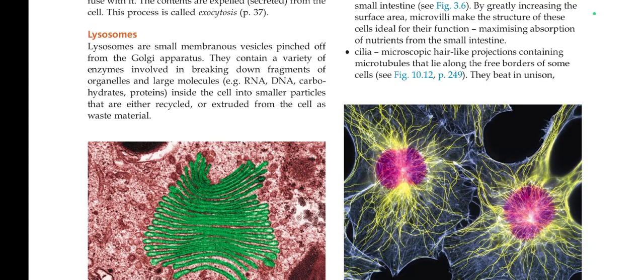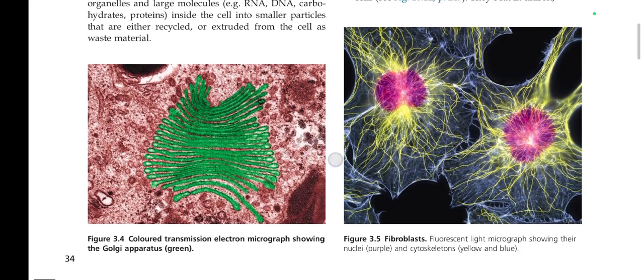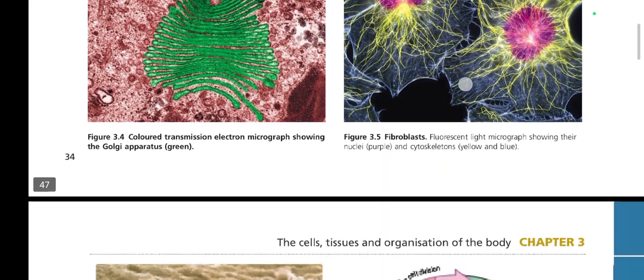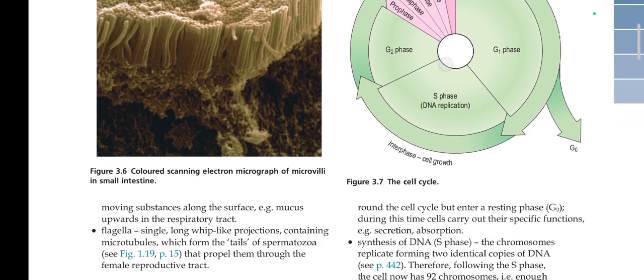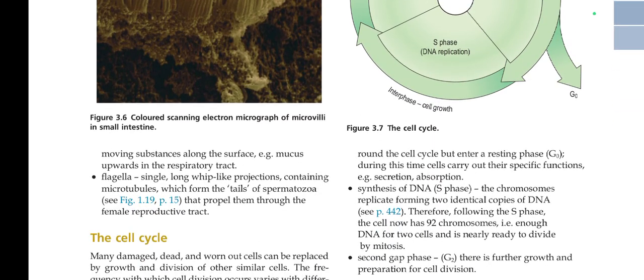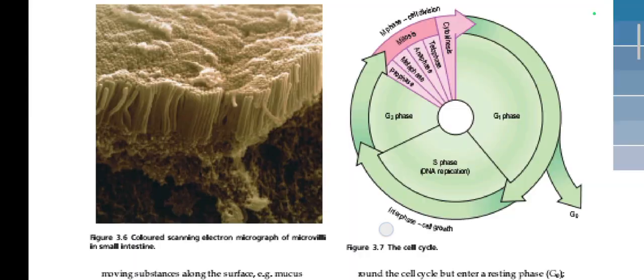Cilia, microscopic hair-like projections containing microtubules that lie along the free border of some cells. They beat in unison, moving substances along the surface. Example, mucus upward in the respiratory tract.